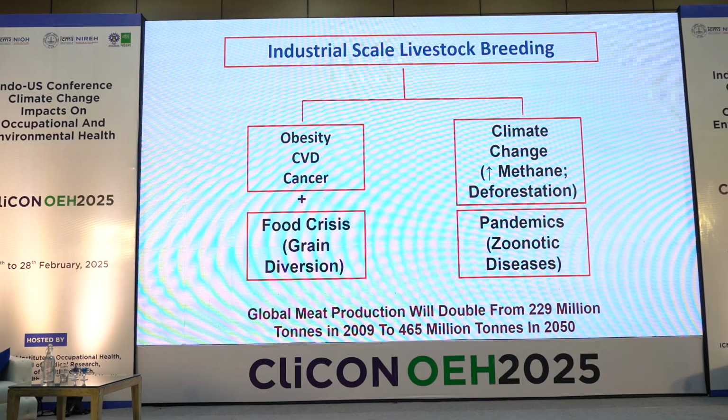The other area in terms of climate change is industrial scale livestock breeding, which leads to obesity, cardiovascular disease and cancer, but also leads to climate change because of increased production of methane and deforestation, but could lead to food crisis because of grain diversion to the animals and can result in pandemics. So global meat production is estimated to double from 229 million tons in 2009 to 465 million tons in 2050.